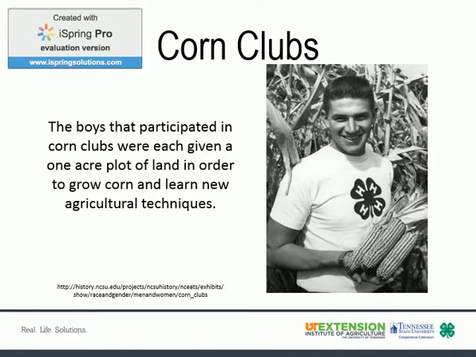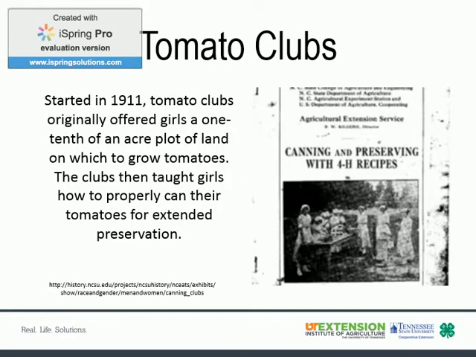In 1900, the first 4-H clubs began as the Corn Clubs for Boys. Boys that participated in the Corn Clubs were each given a 1-acre plot of land in order to grow corn and learn new agricultural techniques. Started in 1911, tomato clubs originally offered girls 1/10 of an acre plot of land on which to grow tomatoes. The clubs then taught girls how to properly can their tomatoes for extended preservation.